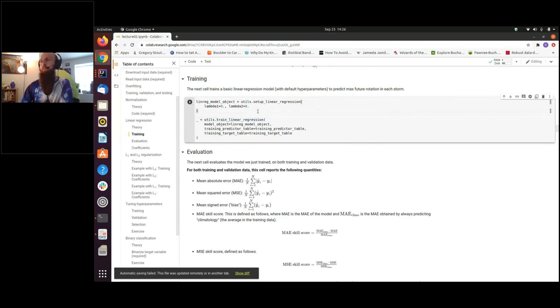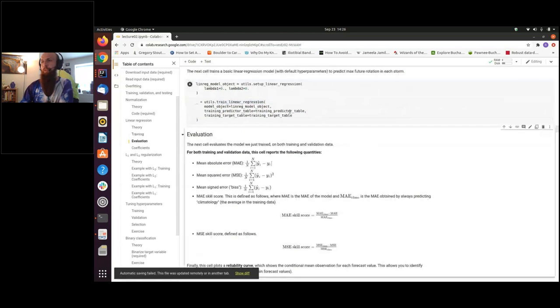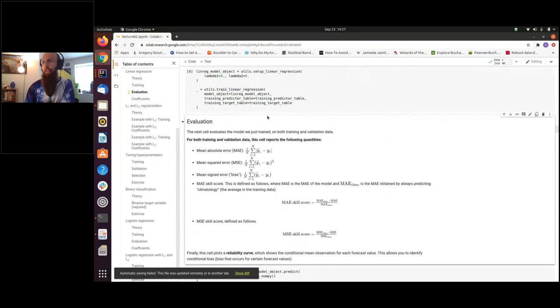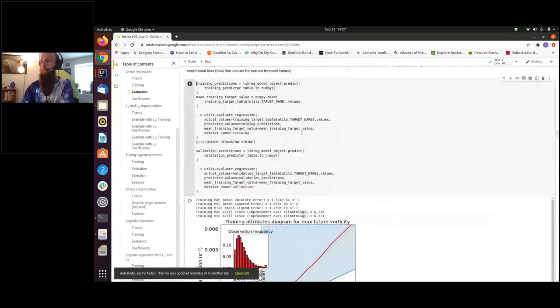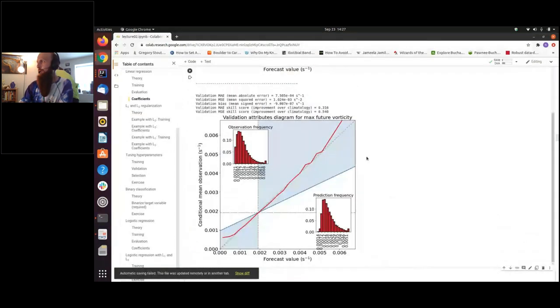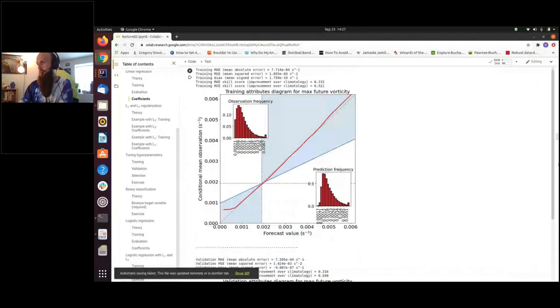In this case, I'm setting up a linear regression model with no regularization because lambda 1 and lambda 2 are both 0, and then just training that linear regression model. So I'm training a model to look at all these predictors that are spatial statistics inside a storm, and then predict what the maximum future vorticity will be inside the storm. And then the next code cell evaluates the linear regression model that we just trained on both the training and validation data, I think.